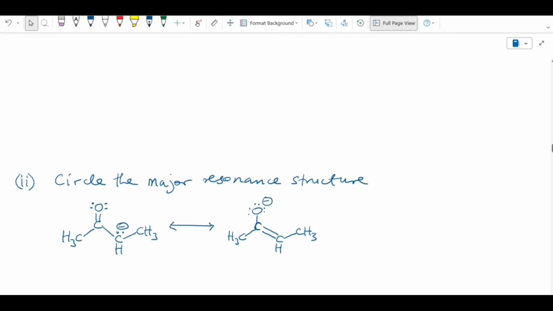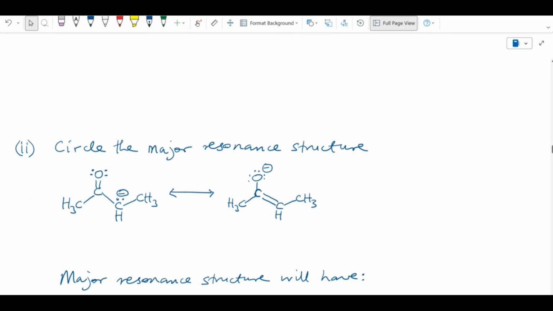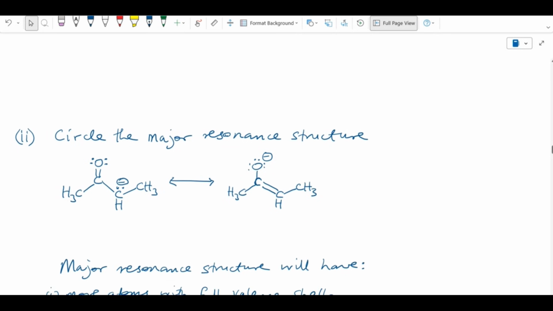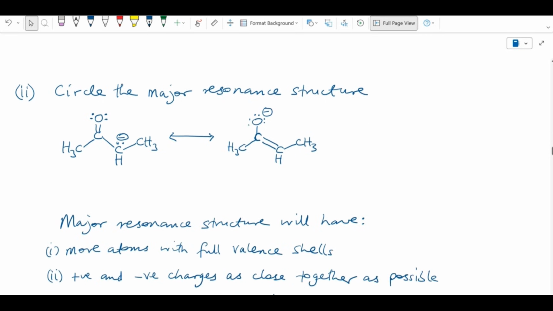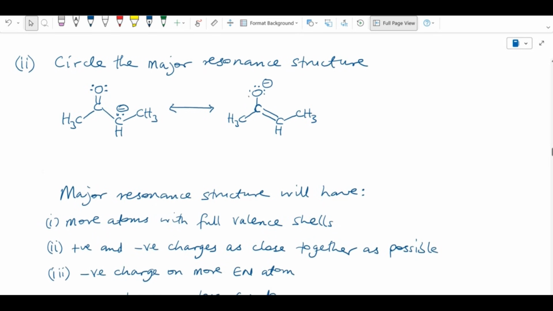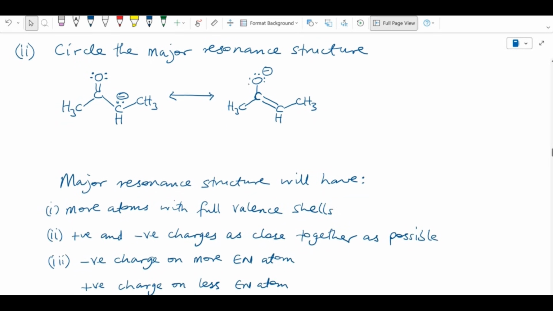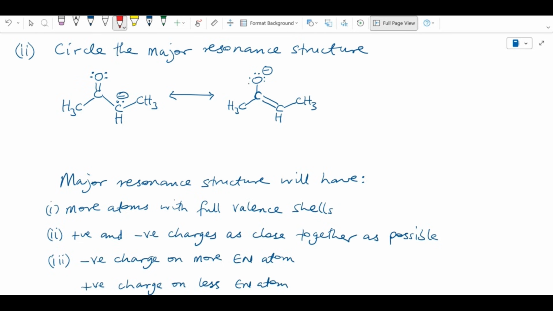So this question asks us to determine which of these is the major resonance structure. In order to answer this question, you need to look at the characteristics of a major resonance structure. What are the things that make a resonance structure the major resonance form? 1, whichever structure has more atoms with full valence shell will be considered the major resonance structure. And you must follow these rules in this order.